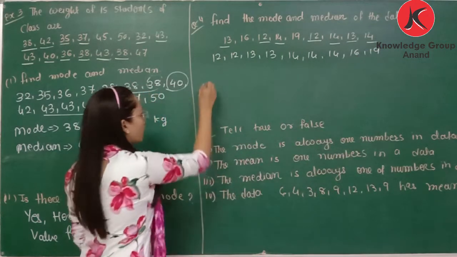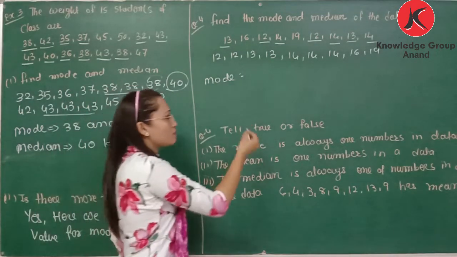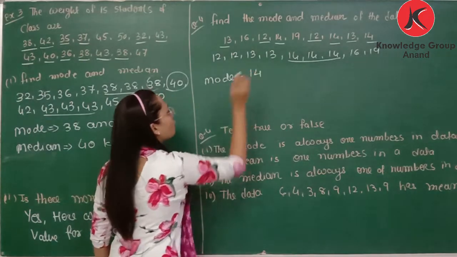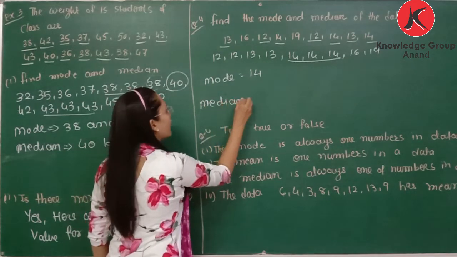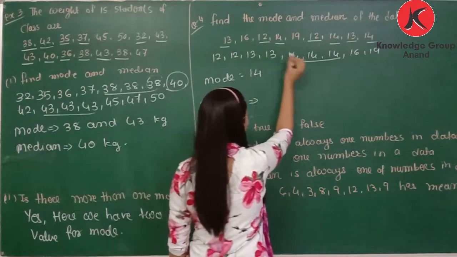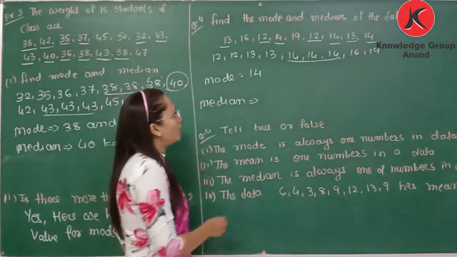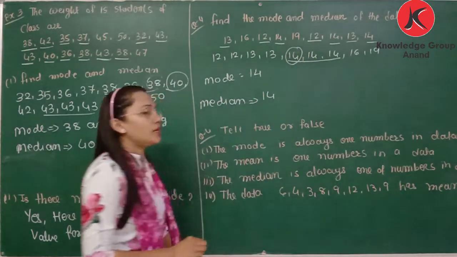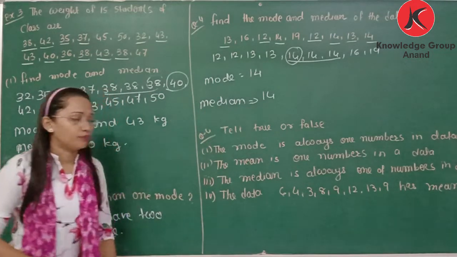Now mode means what? The maximum repeated value. So here 14 is maximum repeated, so 14 will be the mode. And median, that is the central value. So what is the central value? Here count the data: 1 2 3 4 5 6 7 8 9, which means 4 will be on the right side and 4 will be on the left side. So this 14 will be the median. So here mode and median for this information will be the same.